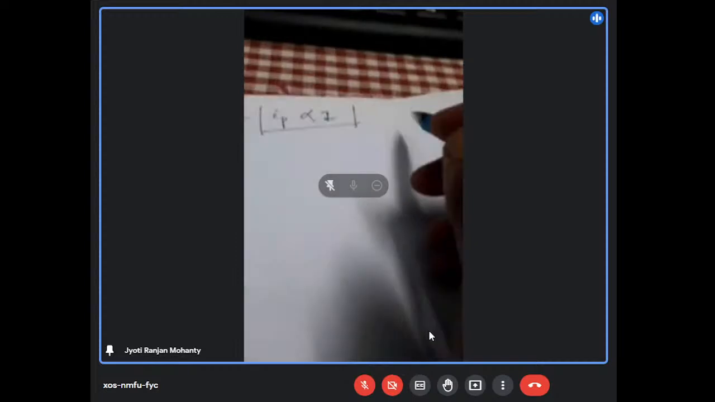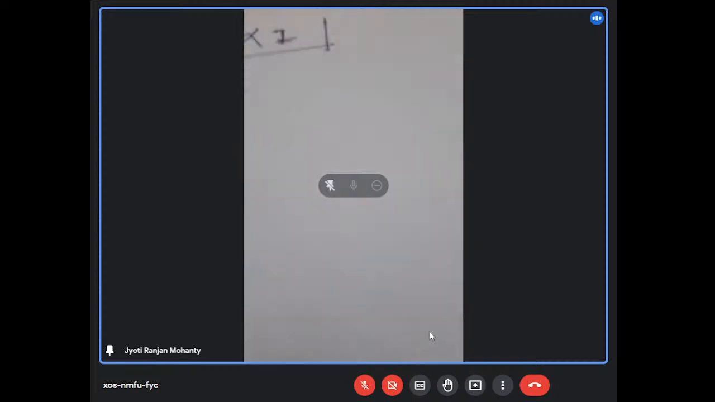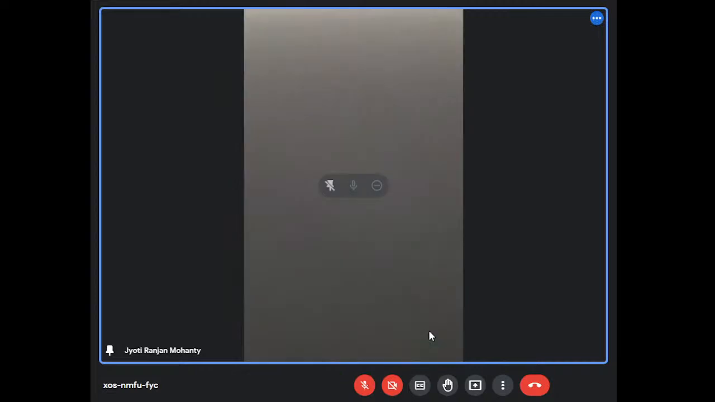Number 3 point. If intensity is less, current will be less. Who has written it? Photoelectric current is directly proportional to the intensity of incident light, but independent of frequency of the incident light. It depends upon the intensity, but does not depend upon the frequency.